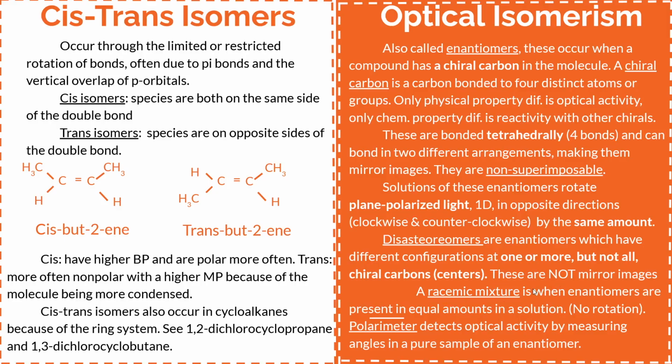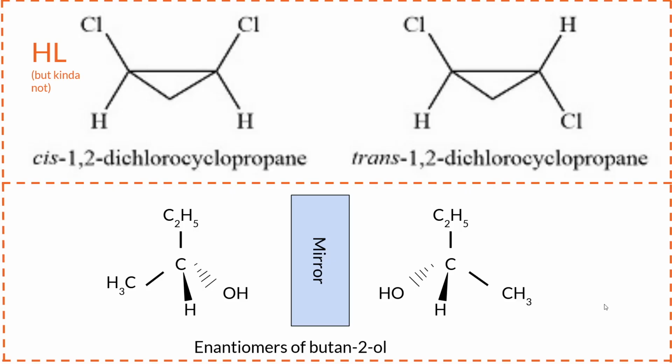So because of this, if one rotates it 50 degrees to the left and the other rotates it 50 degrees to the right, because they're in equal amounts, they're going to cancel each other out and lead to no rotation. This optical activity can be measured with a polarimeter, which detects the optical activity by measuring angles in a pure sample of an enantiomer. And I tricked you. I actually have examples for the cis-trans isomers and the optical isomers. So hopefully you haven't looked them up yet.